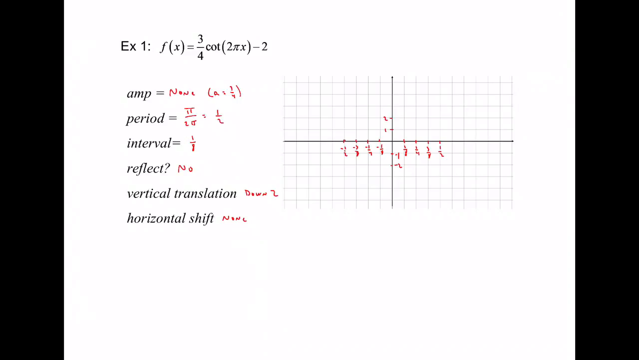We need to shift down 2 units. So we'll take the graph and shift down 2 units. So that's kind of our new x-axis, the new middle there. We now need to graph in our asymptotes. So because we are doing cotangent, remember your asymptotes start on, and there's no horizontal shift, so the asymptotes start on the y-axis, and then every period you have another one. So I'm going to go one on the positive, one on the negative.